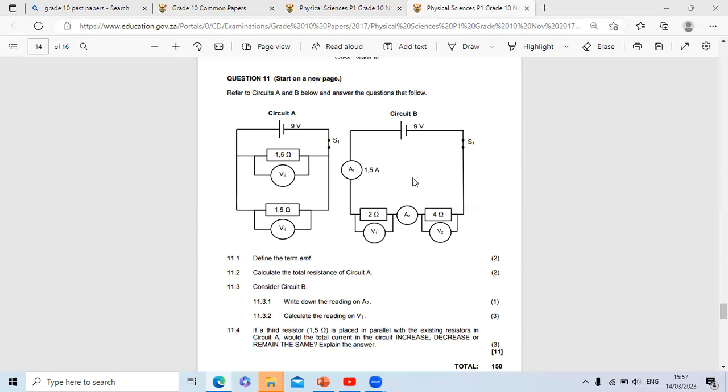They say refer to the circuits below and answer the questions. Just define the term EMF, electromagnetic. EMF is basically the potential difference. So can you define EMF?